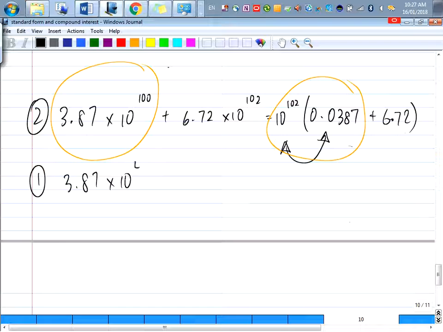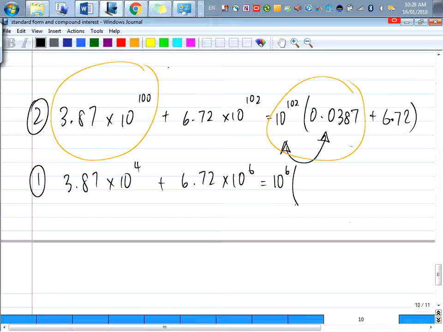3.87 times 10 to the power of 4 plus 6.72 times 10 to the power of 6. This was my original question, wasn't it? So now, instead of simply relying on my calculator, I'm going to factorize out 10 to the power of 6. You have a choice. You can factorize out 10 to the power of 4, 10 to the power of 5, 10 to the power of 6, and so on. But if you are willing to just listen, I am going to always factorize out the 10 that has a higher power. In this case, I'll factorize out 10 to the power of 6.